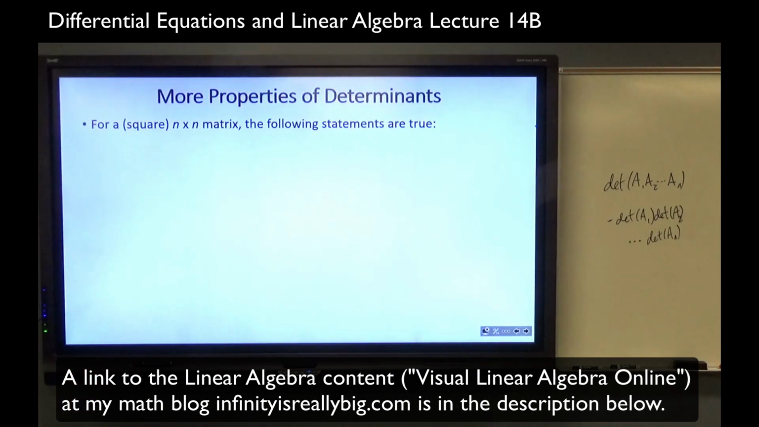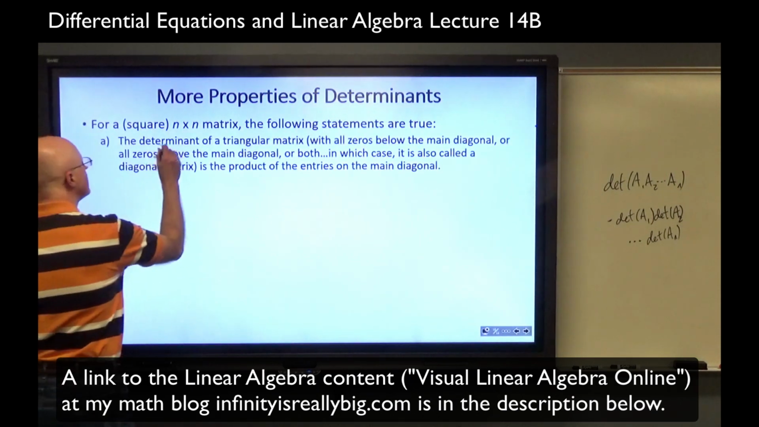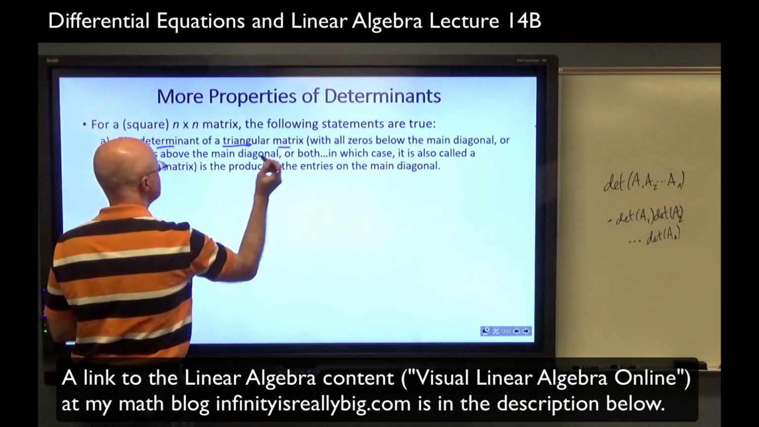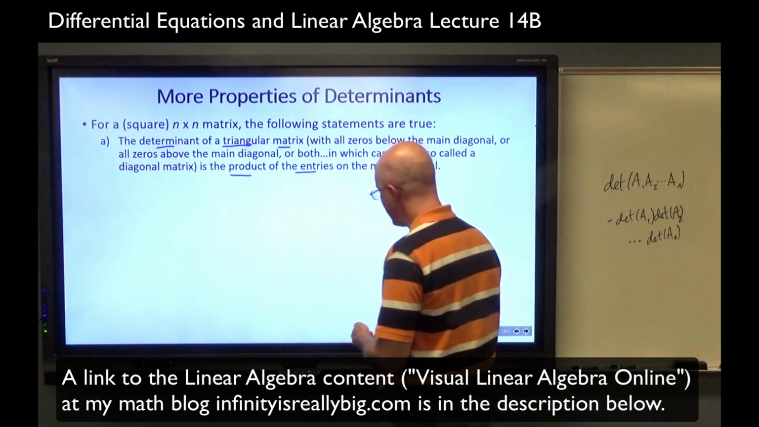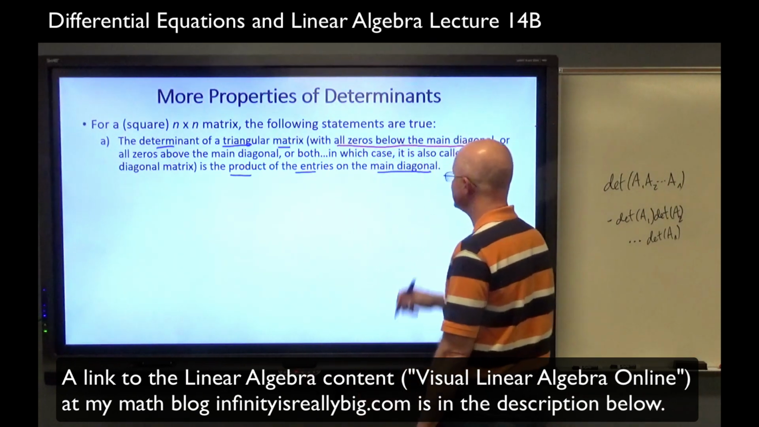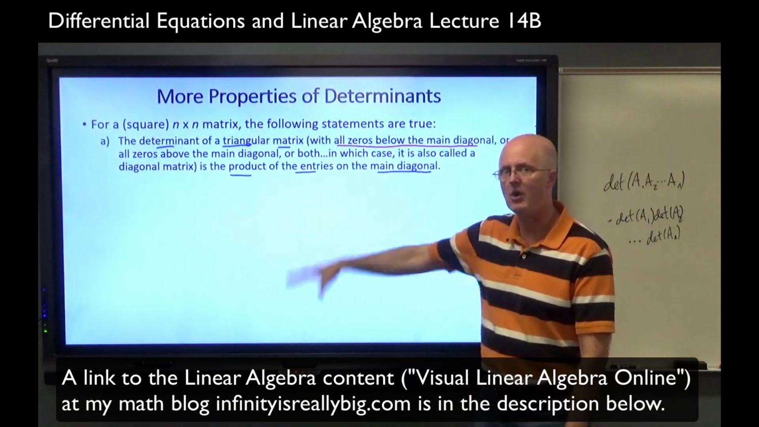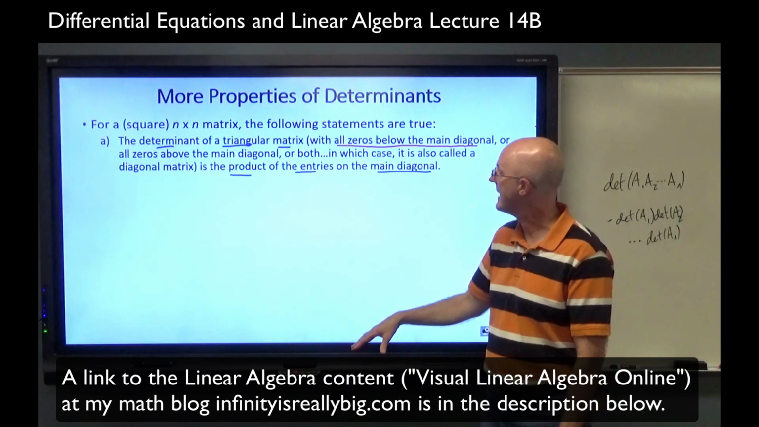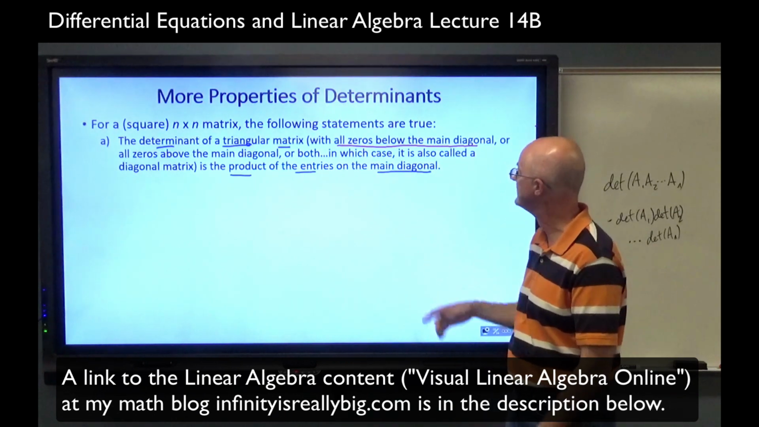For an n by n square matrix, the following statements are true. A: the determinant of a triangular matrix is the product of the entries on the main diagonal. What is a triangular matrix? A triangular matrix either has all zeros below the main diagonal, in which case it's also called upper triangular. Here's the main diagonal from upper left to lower right. If you've got all zeros in the entries below that main diagonal and to the left of it, then that's called upper triangular, and that is an example of a triangular matrix.